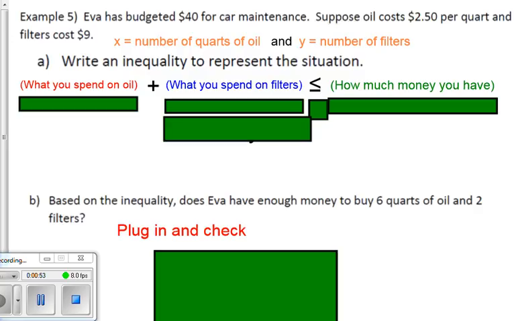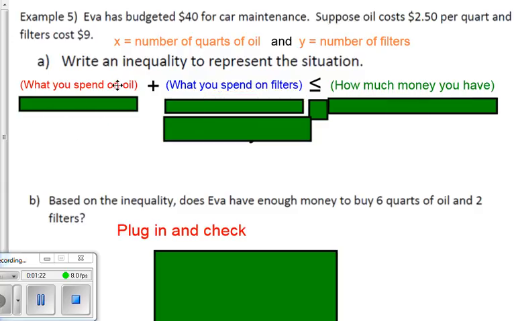Seems logical, right? She can't spend more than what she has. She can spend exactly how much she has. She can spend the $40, but she can't spend any more than that, or she could spend less than $40. That's totally fine too. She'd save herself some money. So we'd have to say everything that she spends in total. So this from the oil, this from the filters, add those together, and they have to be less than everything she has in total. Okay?